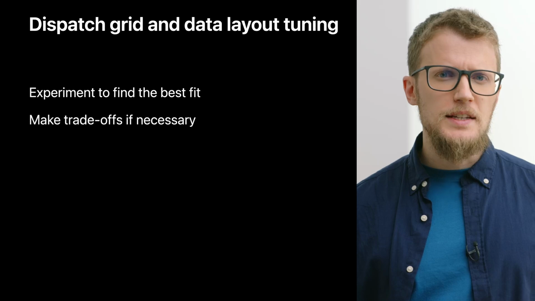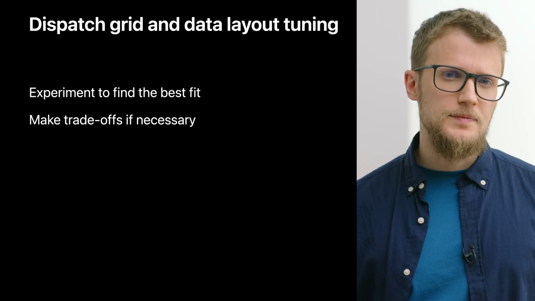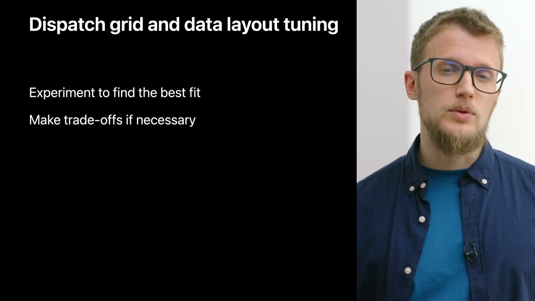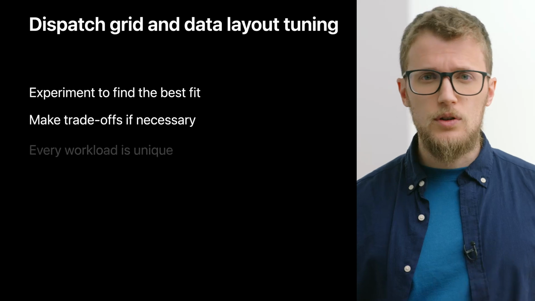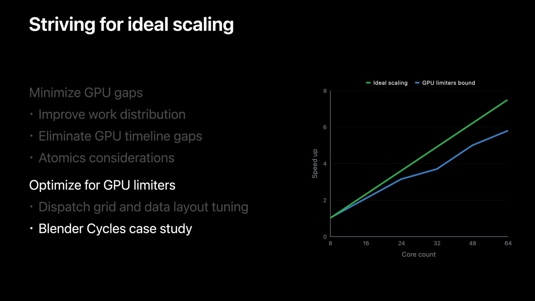Sometimes, you might need to make trade-offs. Sacrifice thread divergence for memory locality, or vice versa. Change your data layout, grid dispatch, or a combination of them all. Every workload and access pattern is different. Now that you are aware of ways to improve memory locality, let's see a more concrete example in Blender Cycles.